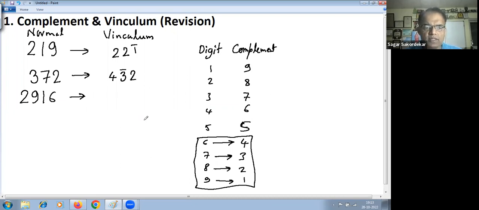Try this 2916. Parth correct, Sai Rudra correct, Shaina correct, Isra correct. 6 is above 5, take complement. Complement of 6 is 4, put dash, add 1, 1 plus 1 is 2. 9 is above 5, take complement, put dash, add 1. Okay, Satvik, correct.